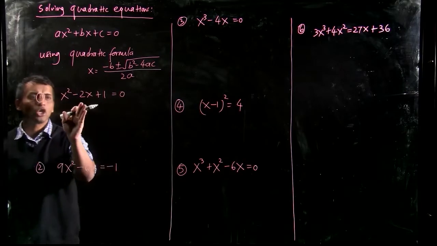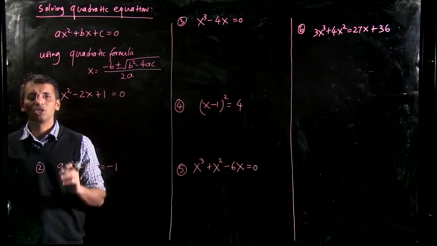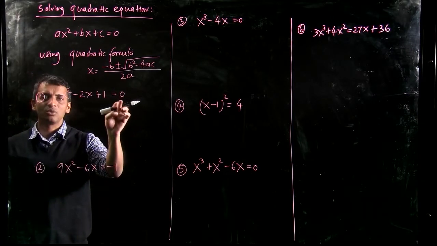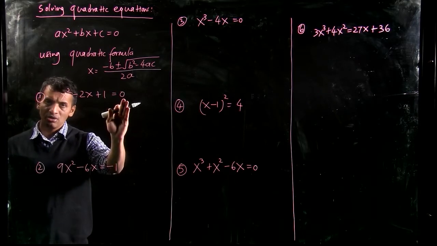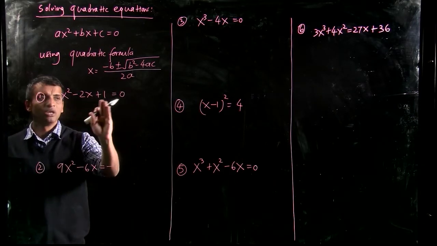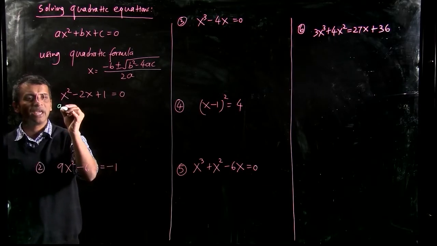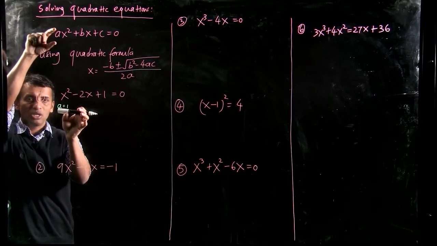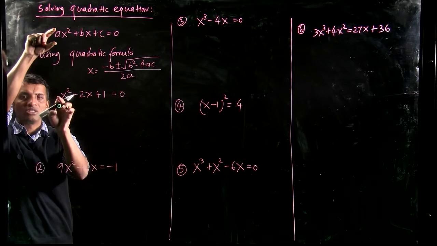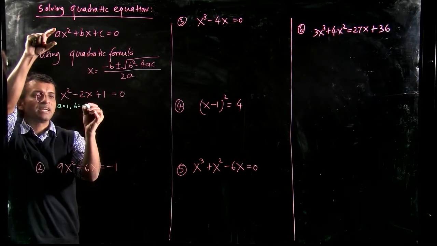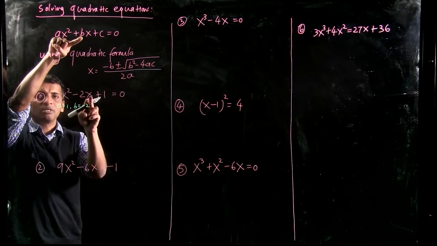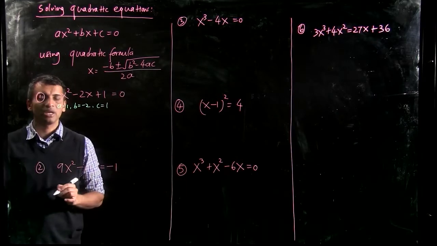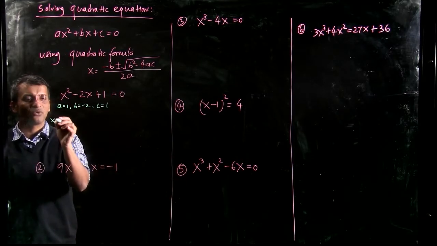The first question is: solve x squared minus 2x plus 1 equals 0 using the quadratic formula. Here the right hand side is 0, so we are good to go. If there was a non-zero term, we would have to bring that to the left. What is the value of a here? a is 1, because you compare this equation with the given quadratic function. Instead of a there is nothing, which means there is 1. And b is negative 2, because the negative 2 is multiplied to x. And c is 1.